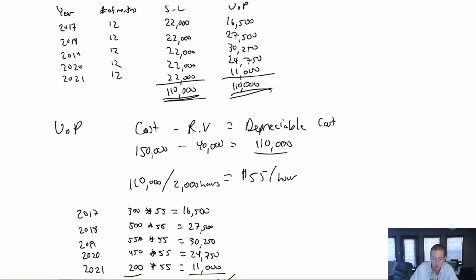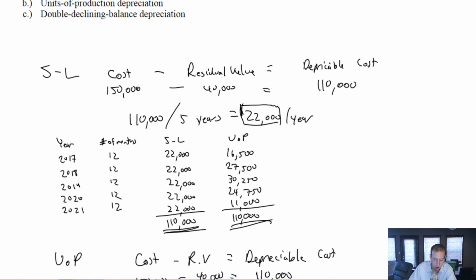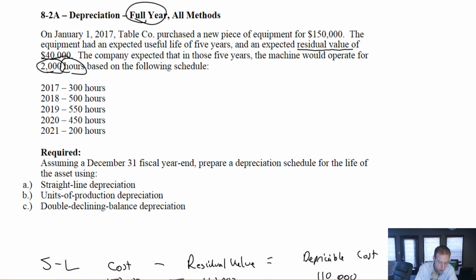Okay, so we've completed straight line, we've completed units of production, and let's be clear, look at what units of production did. It said, look, in the years where I used my car or a piece of equipment the most, 2019, I should have the most depreciation. In the year I used it the least, I should have the least depreciation. That makes sense, doesn't it? You use an asset more, you depreciate it more.